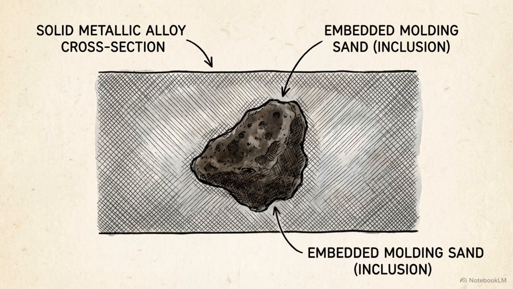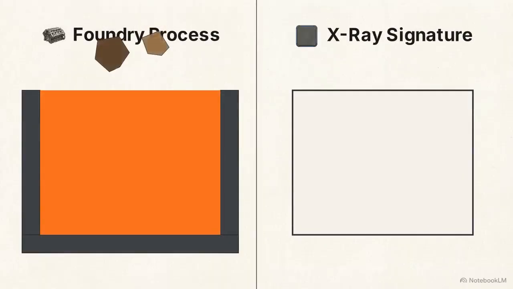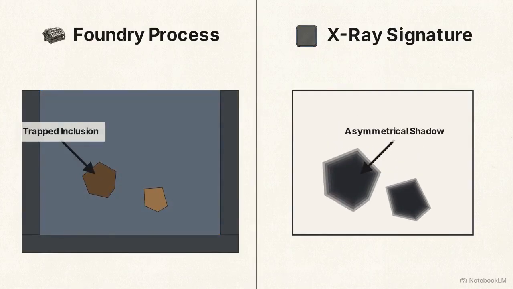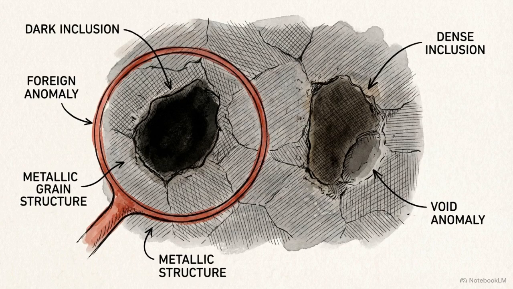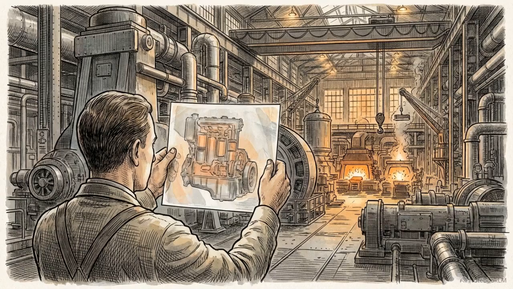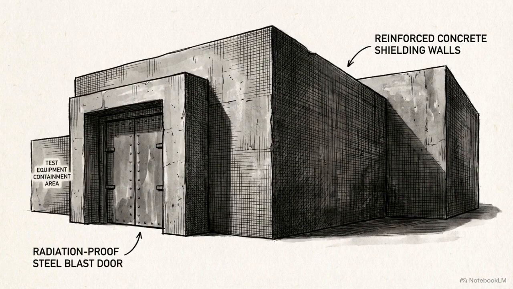And the final primary category is inclusions. Inclusions are pieces of foreign material, like sand from the mold or stray slag, that become permanently trapped inside the solid metal. Inclusions are unique in radiography. They can appear either darker or lighter than the base metal, depending entirely on whether the trapped debris is denser or lighter than the surrounding alloy. By memorizing these morphological signatures, an inspector can look at a set of shadows and determine exactly what went wrong on the factory floor. While highly effective, this diagnostic power introduces severe biological risks to the operators.